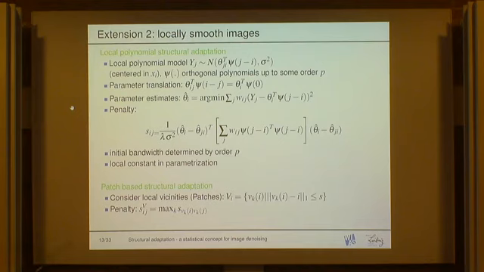And there is a second approach that I'm currently working on, and that's using patches. So you consider local vicinities, patches of a certain size S, and then the penalty that you're using is the maximum over all penalties that you get for point pairs inside the patches. So the idea here is similar to non-local means, except that this defines the local means procedure.